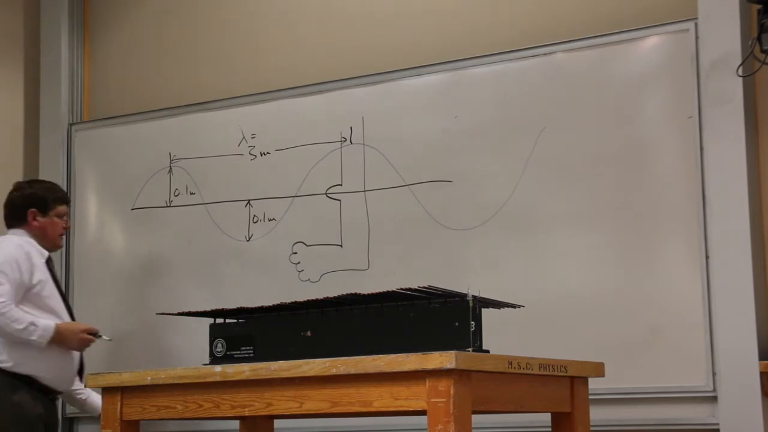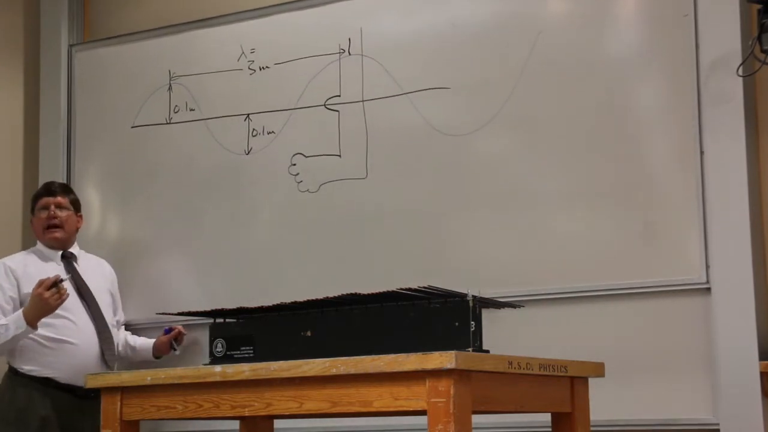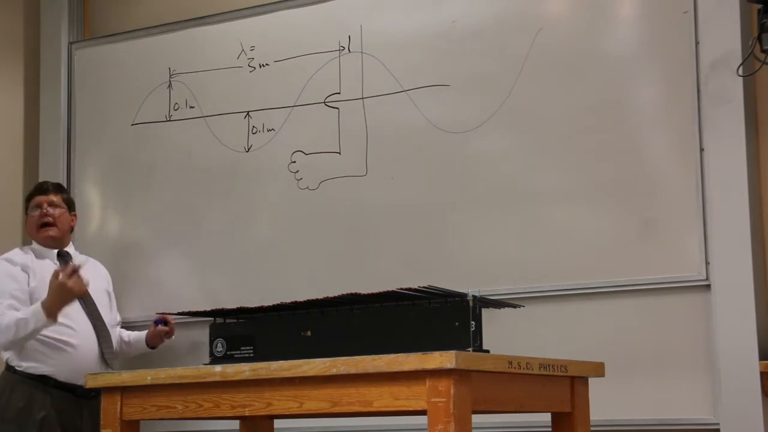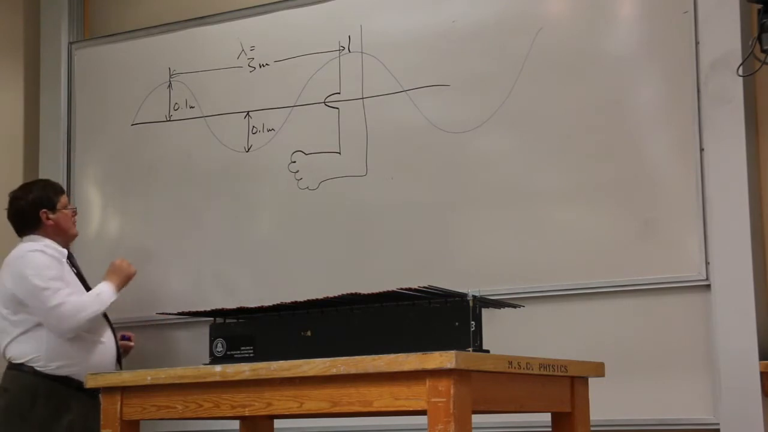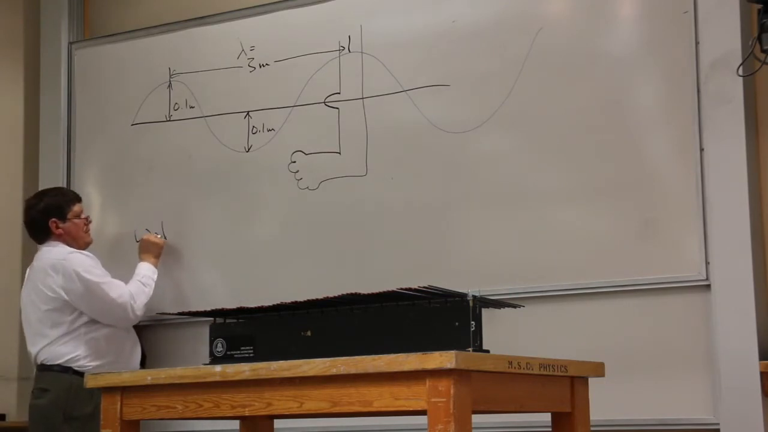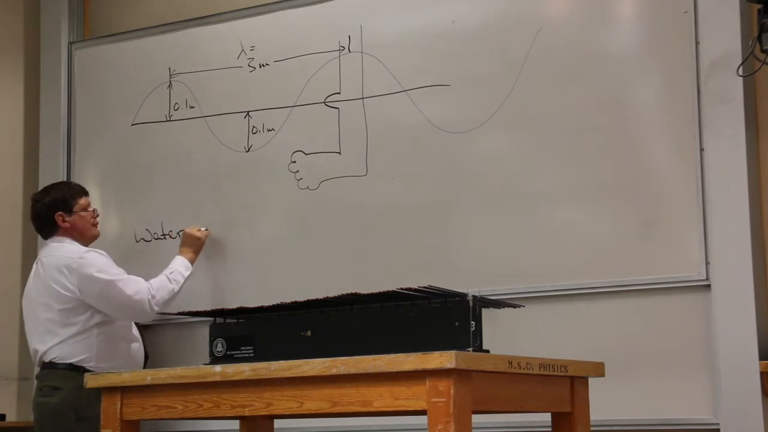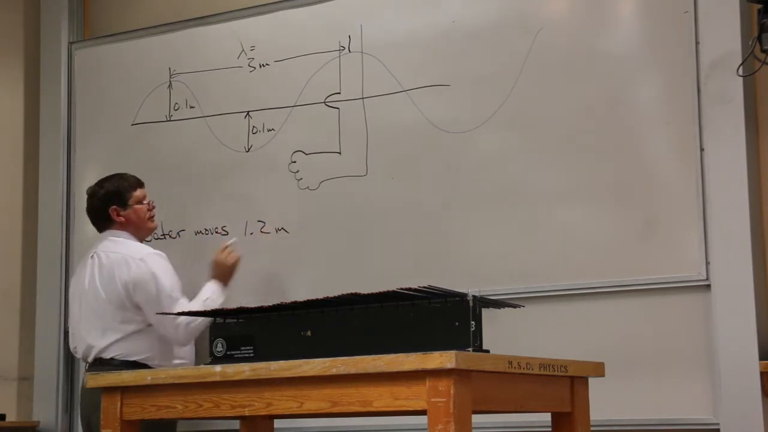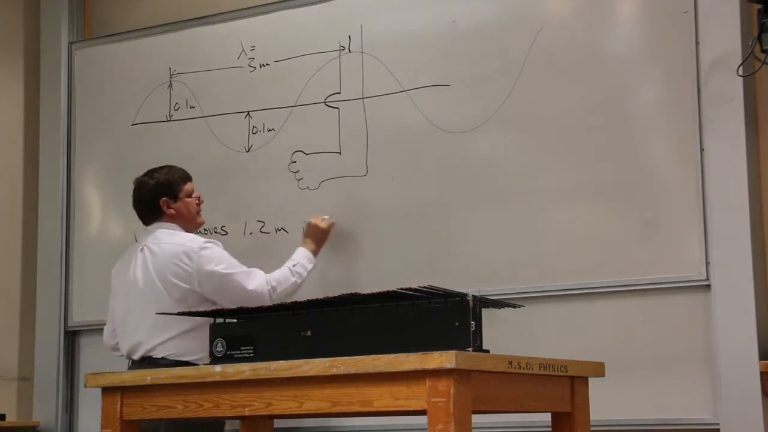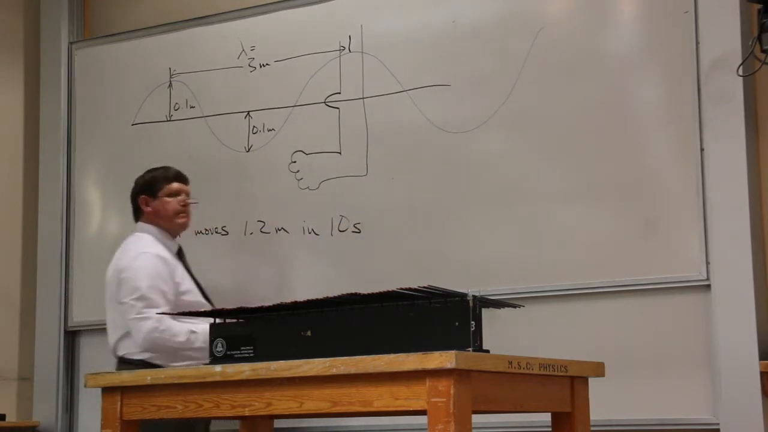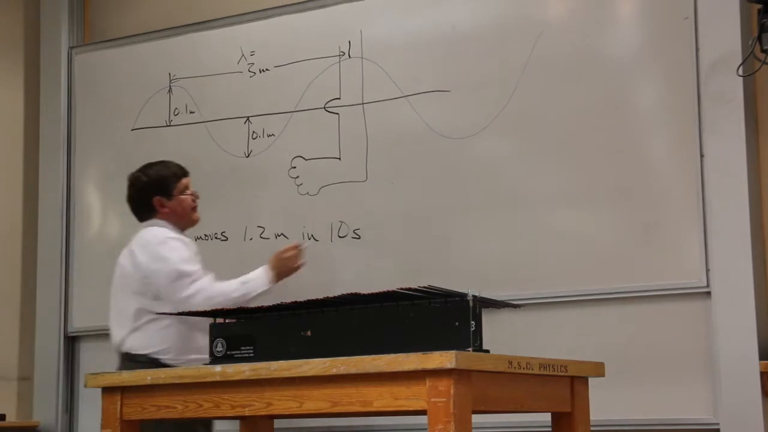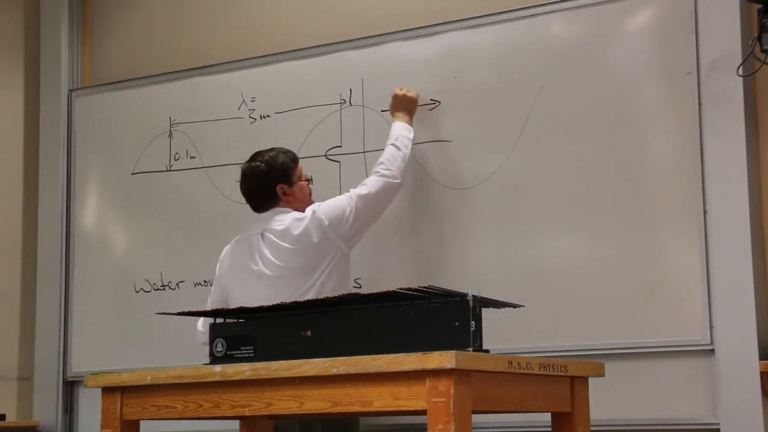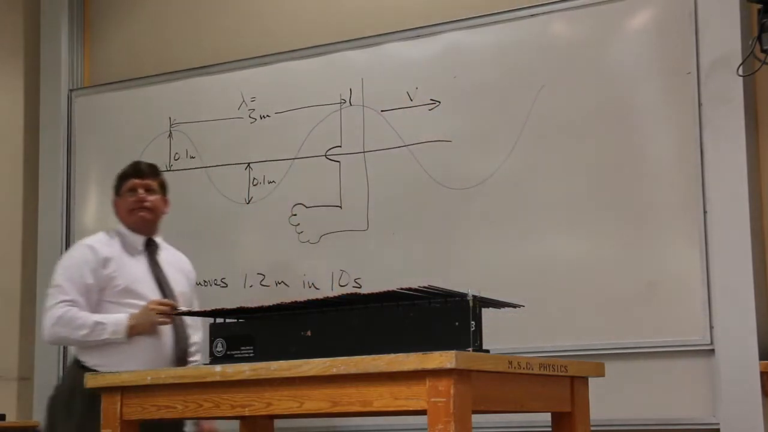And we're told that as you stand there, the water moves up and down your leg. So the water moves 1.2 meters along your leg in 10 seconds. And we're asked to find the speed at which those waves are traveling.